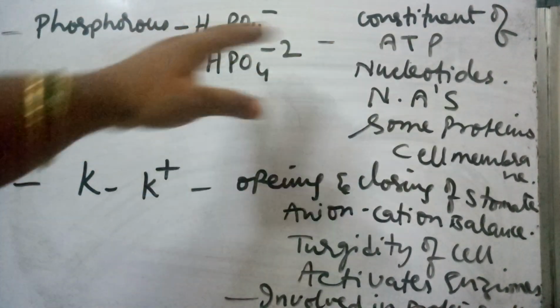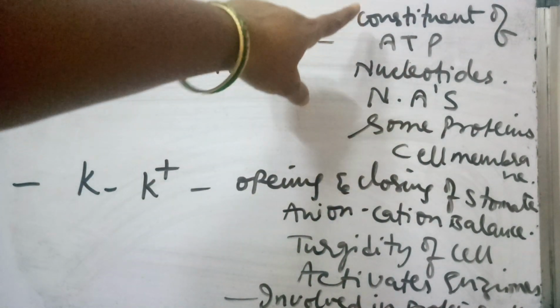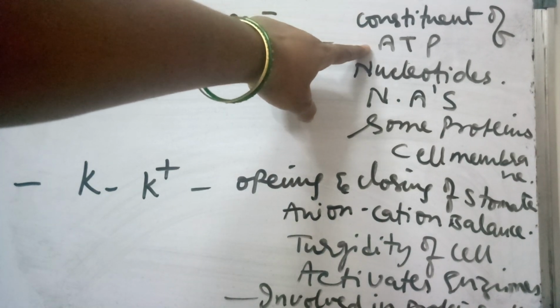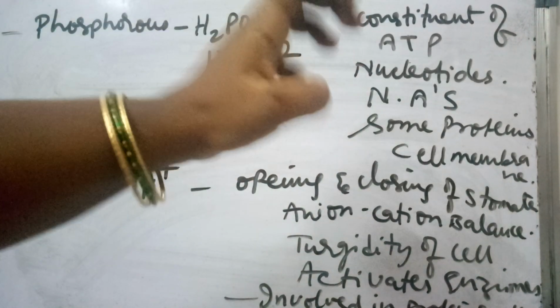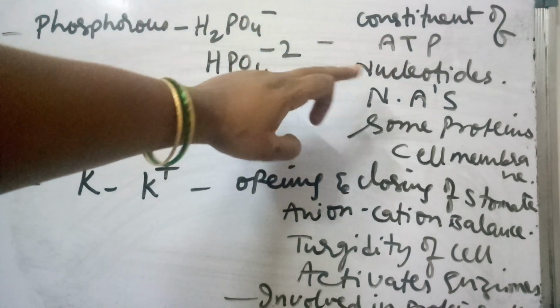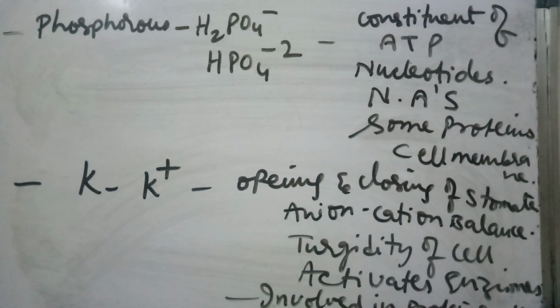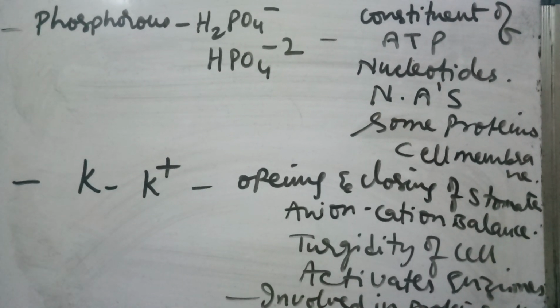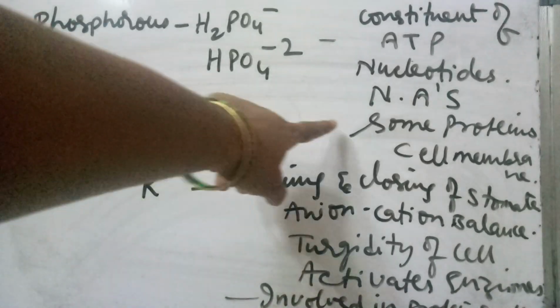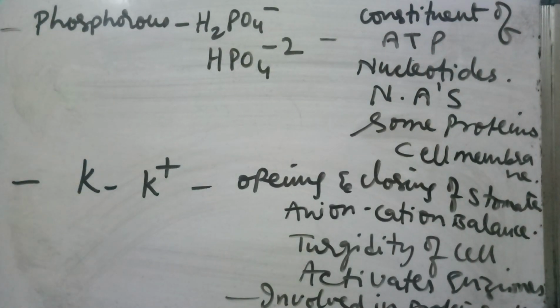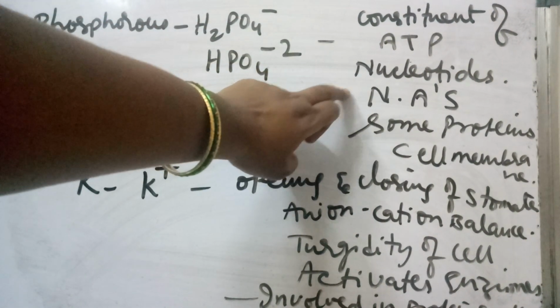And next, the role played by phosphorus. Phosphorus is a constituent of ATP, nucleotides, nucleic acids, some proteins and also the cell membrane. In the cell membrane, phospholipids are present, so phosphorus is a component of cell membrane. And in many proteins, phosphorus is present.